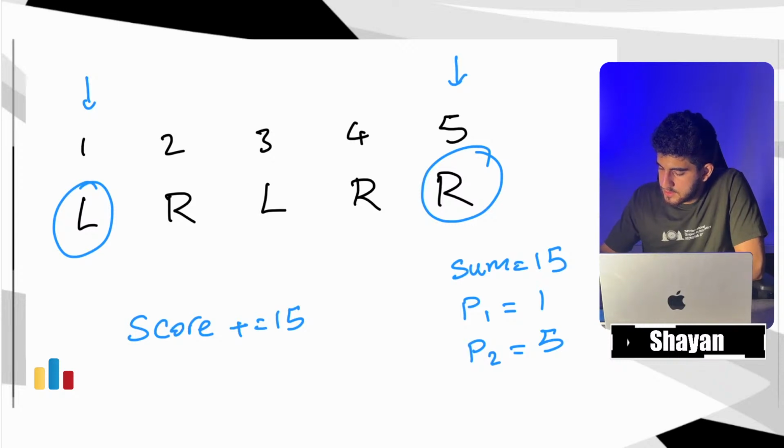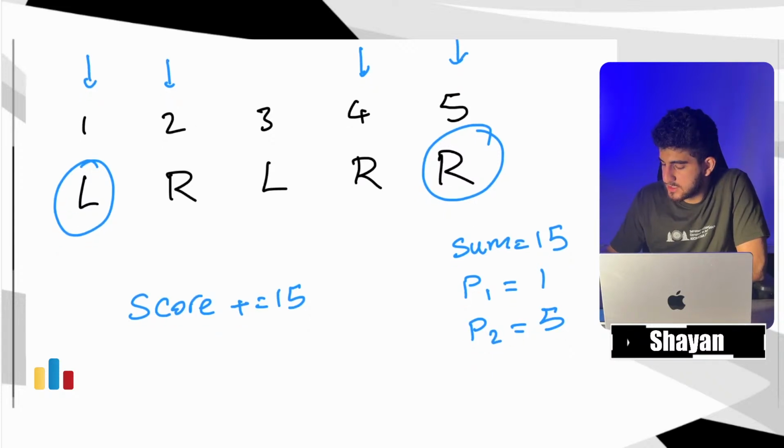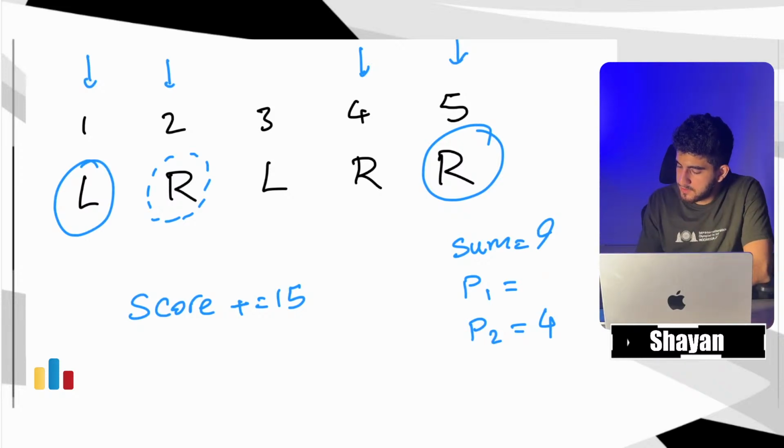Then these 2 pointers will move, and also they will be decreased from sum. So my sum will be decreased by 6, it will become 9. And P1 will become 2, P2 will become 4. And then in here we see that S of P1 is equal to R, so it cannot be matched with anything. So I just increase P1 and subtract that from my sum. So P1 will become 3 and sum will become 7.